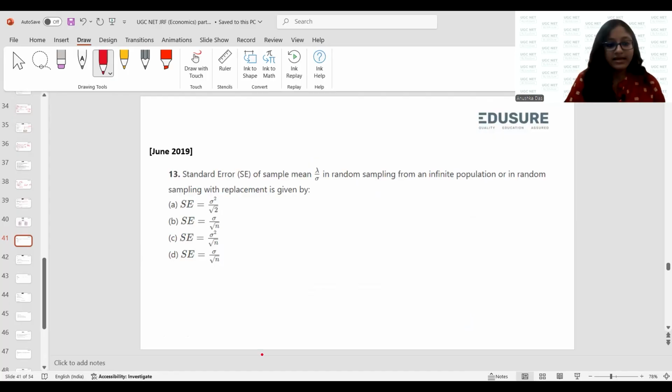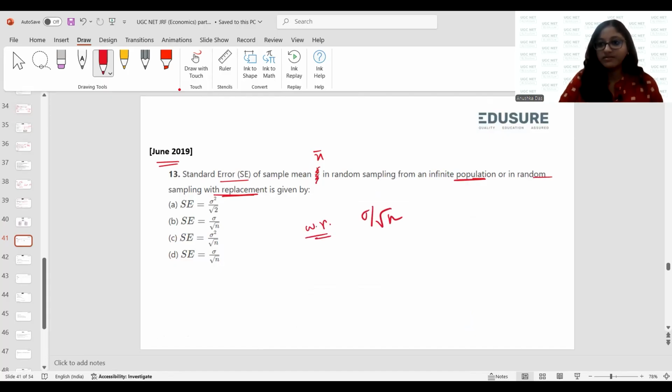Now the next question is June 2019, standard error. Standard error of the sample mean, X bar, in random sampling from an infinite population with replacement. If the sample is with replacement, then it will be simply sigma upon root n. But if it is without replacement, you need a finite population correction parameter, which is like this: (N minus n) upon (N minus 1). This finite population correction will only come if the sampling is done without replacement. So these are the only two possibilities.